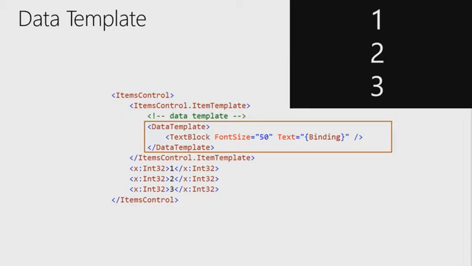Okay, so here's a data template used inside an items control. Data templates can be used inside content controls as well. Is that what it's called? Content control? Content presenter? Anyway, moving on. There's one other, and it doesn't have to be a repeater is all I mean.